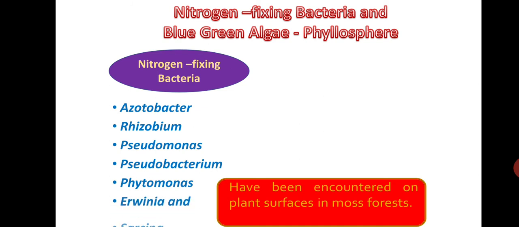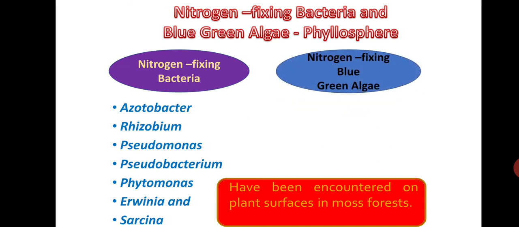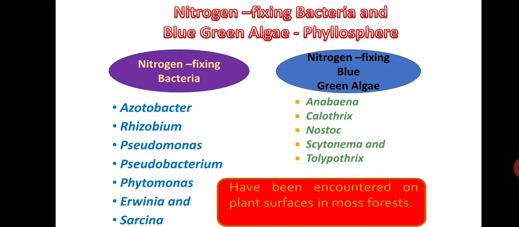Beijerinckia and Sarcina. You have to remember them, right? These are the nitrogen fixing bacteria, and there are certain nitrogen fixing blue-green algae also, which are cyanobacteria. These are Anabaena, Calothrix, Nostoc, Cylindrospermum, and Stigonema, right? So you have to remember these names. Don't make spelling mistakes.